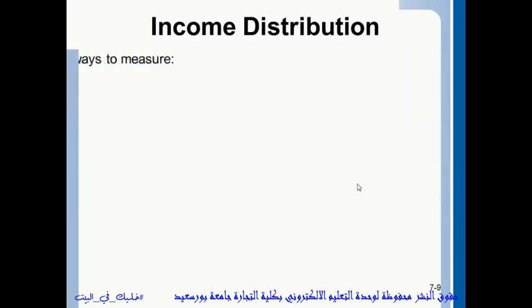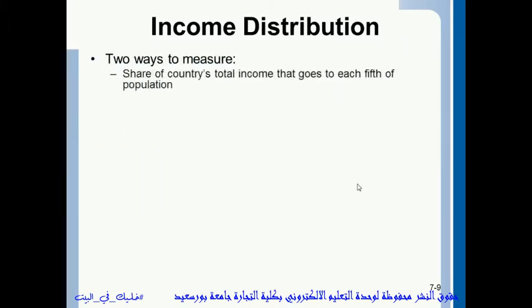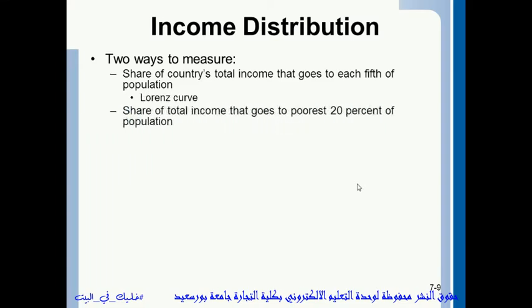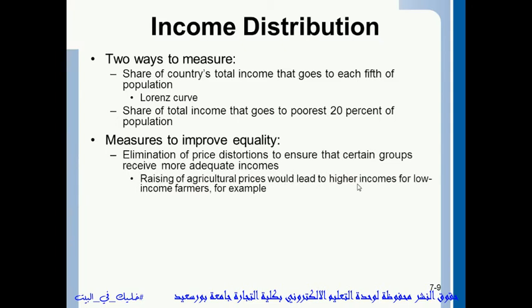Income distribution: there are two ways to measure the share of a country's total income that goes to each fifth of the population. The Lorenz curve reflects this distribution, showing the share of total income that goes to the poorest 20% of the population. Measures to improve equality include elimination of price distortion to ensure that certain groups receive more adequate income. Raising of agricultural prices would lead to higher income for low-income farmers.